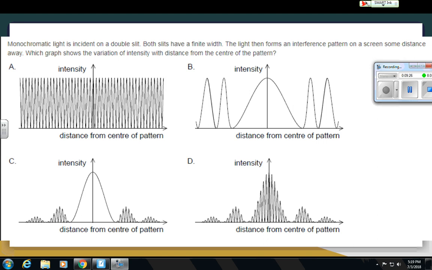And since this is what we just talked about, hopefully you're recognizing that D is the correct answer. Notice that you have a combination of the single slit and the double slit interference pattern in one, since we're talking about slits that have finite width. They actually have width. That's what this question is getting at.